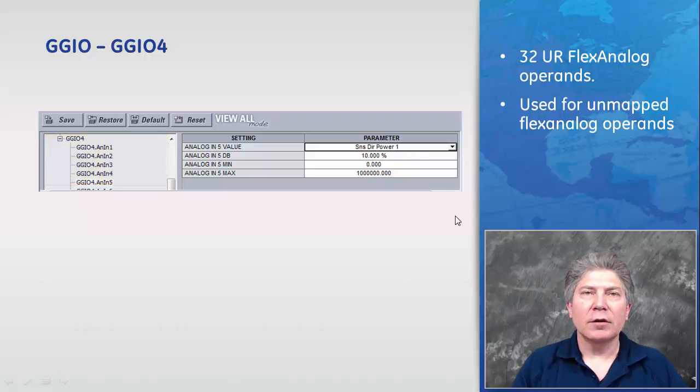Okay, so this concludes the review of the IEC 61850 protocol panel in the InterVista software. Next, we'll go through the steps of configuring a Goose message between two relays.